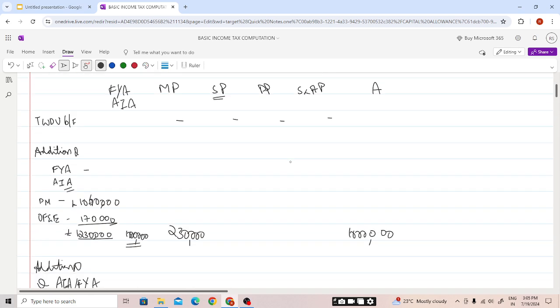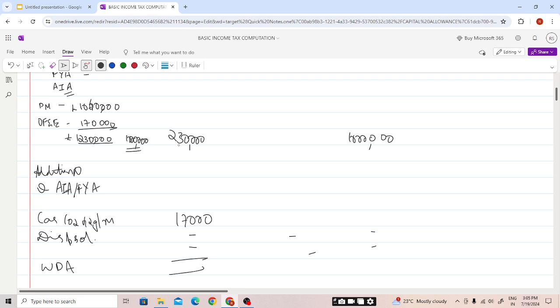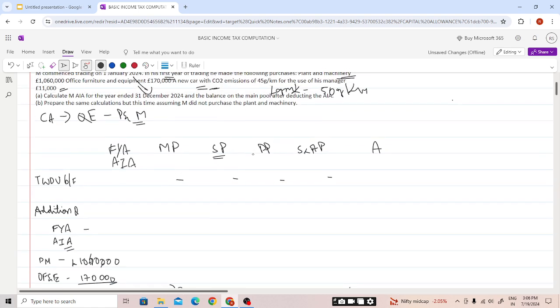So the balance in the main pool will be, students, here, 230,000 plus 11,000 pounds. Sorry, mistake, this is 11,000 pounds. So the balance of the main pool will be 241,000. On this we will be calculating the WDA. So we have seen the first question.